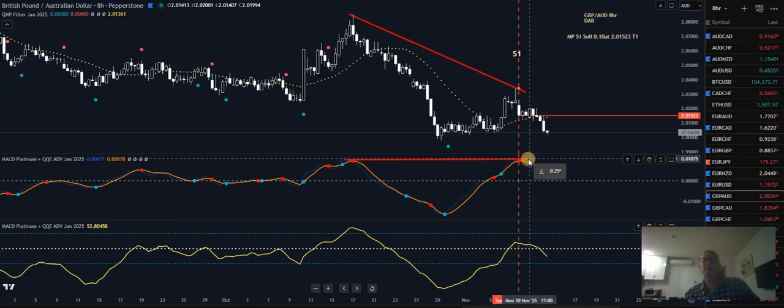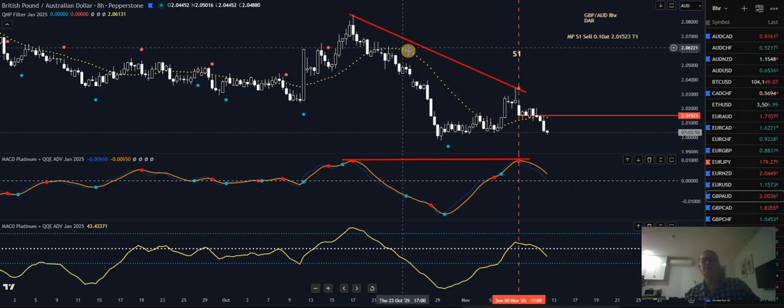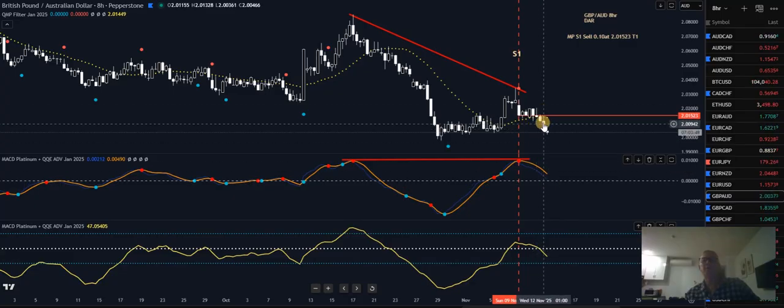Pound Aussie in a sell trade here. It was an MP based on the hidden bearish divergence. Don't want to sound like a broken record. You can see it, the red lines there. It's going down nicely. My target's the 0 level on the MACD Platinum. So it's heading down. Don't worry about the QQE so much.